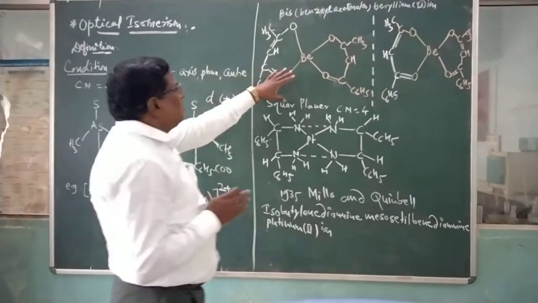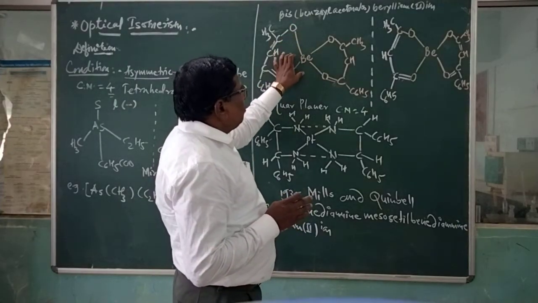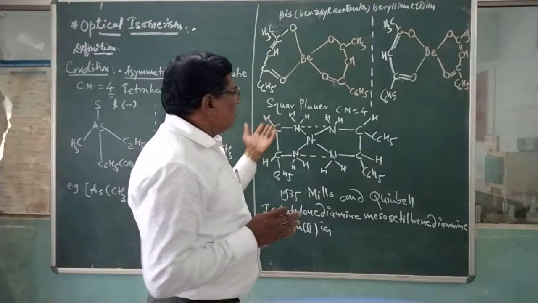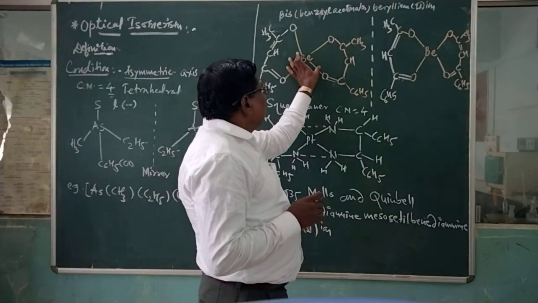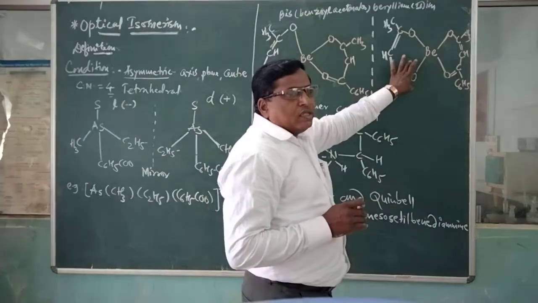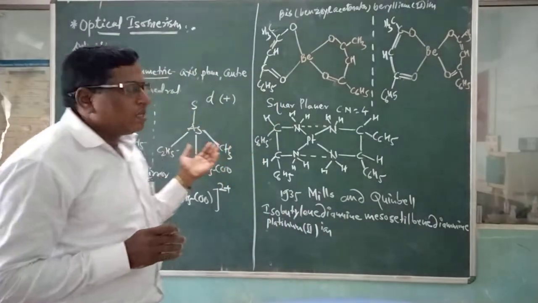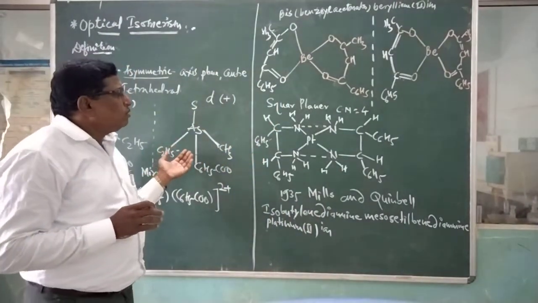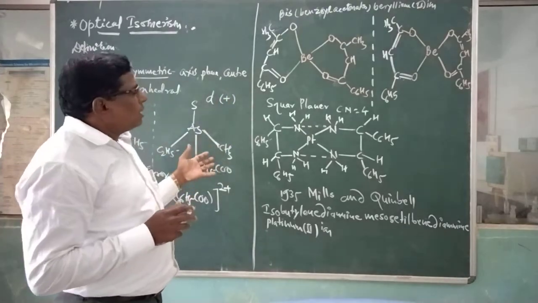The second example is bis(benzoylacetonato)beryllium(II) ion. This is the structure, with beryllium at the center. The mirror image of this compound is drawn here, and both are examples of CN equal to 4 tetrahedral.